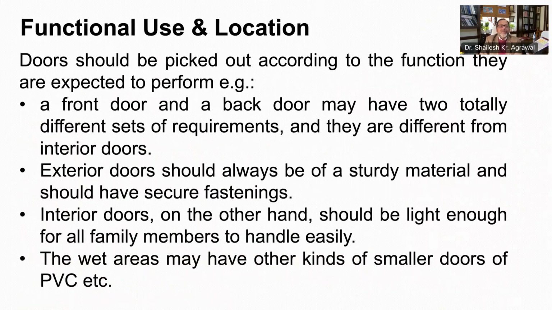Let's see functional use and location. Doors should be picked according to the function they are expected to perform. For example, a front door and a back door may have two totally different sets of requirements, and they are different from interior doors. Exterior doors should always be sturdy material and should have secure fastenings. Interior doors, on the other hand, should be light enough for all family members to handle easily. The wet areas may have other kinds of smaller doors of PVC, etc.